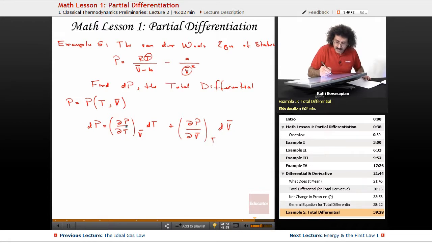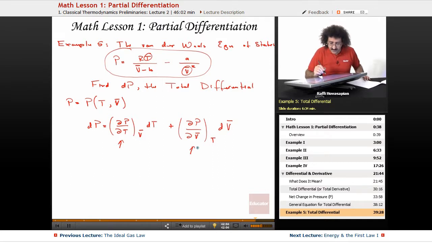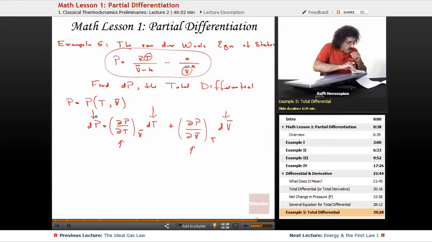We have the function right here. So once we have a function, we'll find the derivative of that function with respect to T, and the derivative of that function with respect to V, and we'll just put them in there. We'll leave the differentials alone, and we'll have our actual total differential for a specific function, in this case, the van der Waals equation. Okay, let's go ahead and do it.